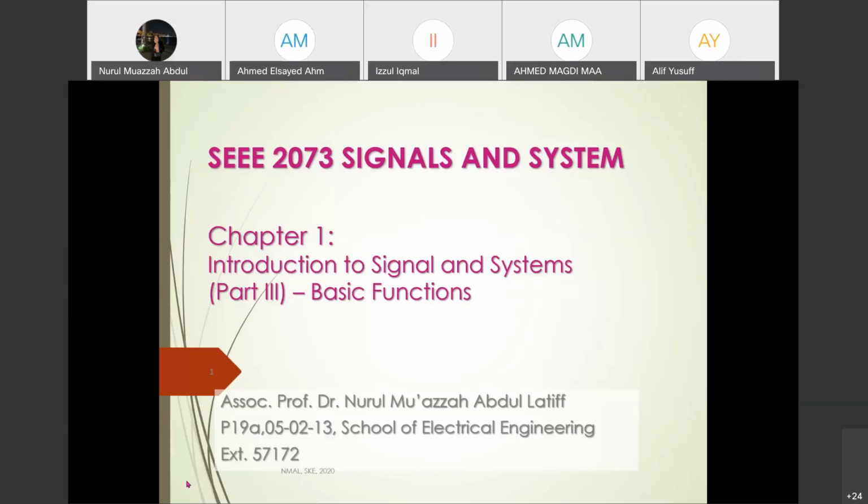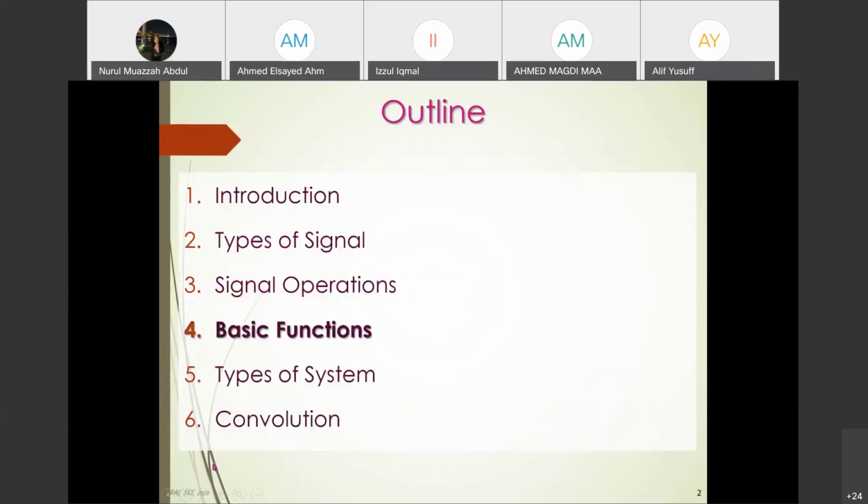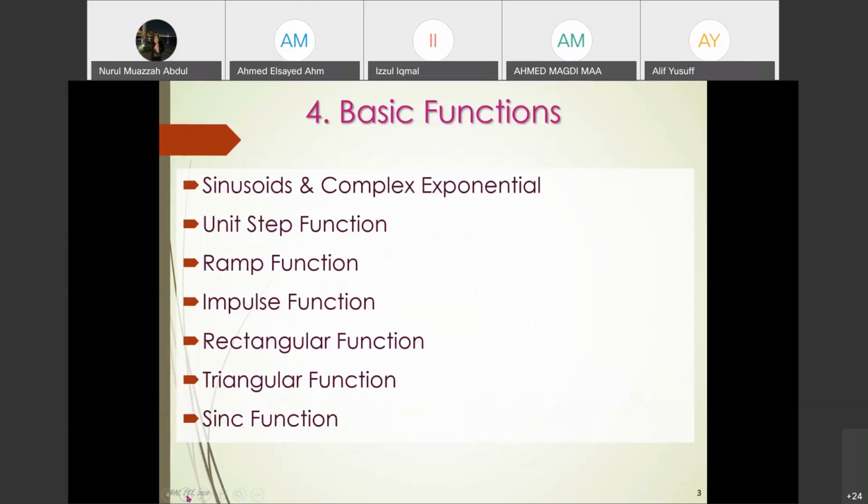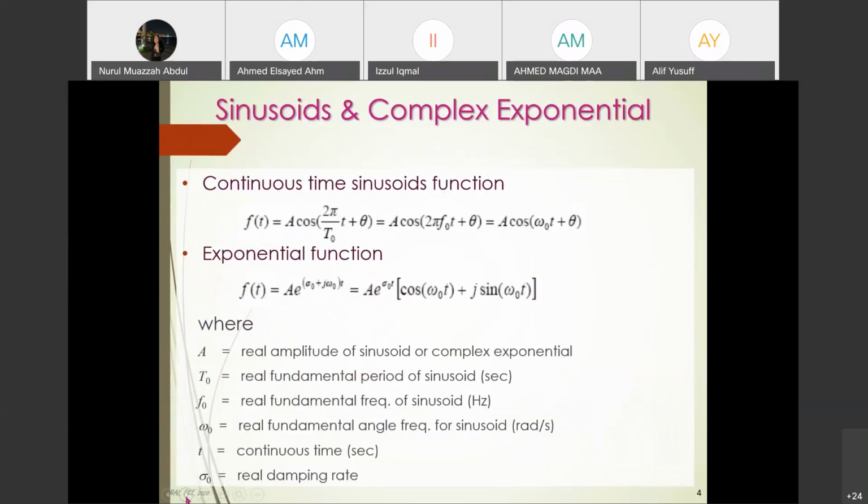Okay, so for this basic function, we have learned these three before. And also, when you learn basic functions, you will have to do the signal operations as well. These are the basic functions that you're going to learn for today. We are going to look at them one by one. The first one is sinusoids and complex exponential.